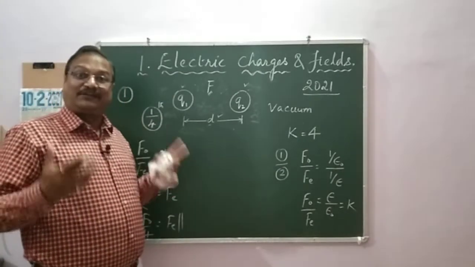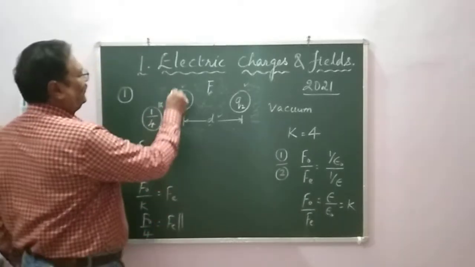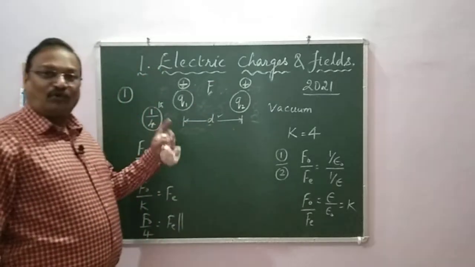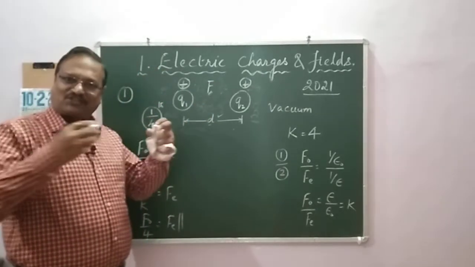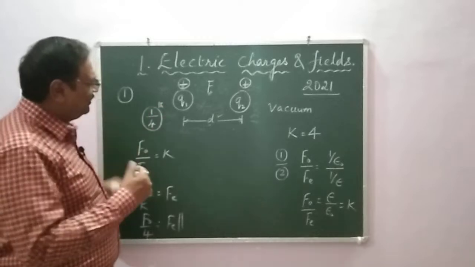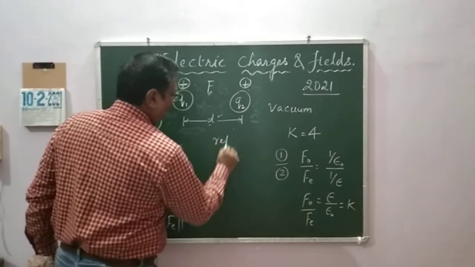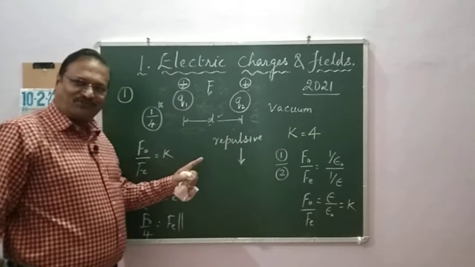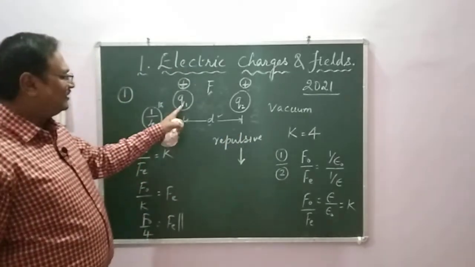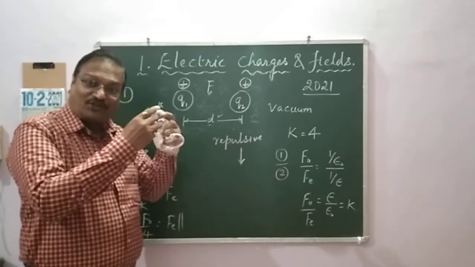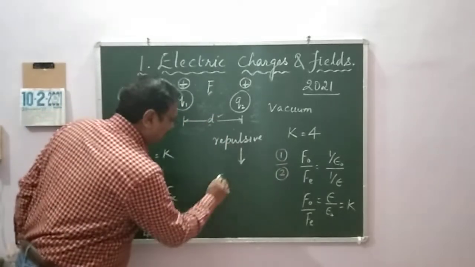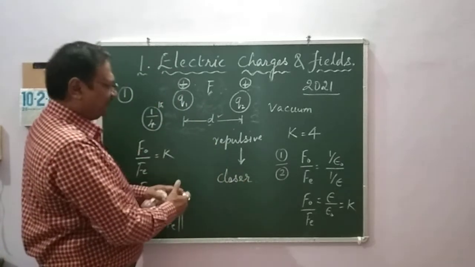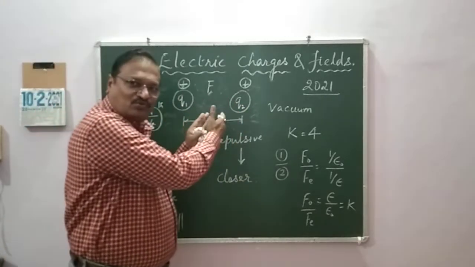It means different at different points of time. Suppose I take one positive charge and another positive charge, what will be the force between them? That will be a repulsive force. Like forces will repel. Now the repulsive force is decreasing. That means the two charges will come closer. You understand the concept? When the repulsive force is decreasing, then the charges will come closer.